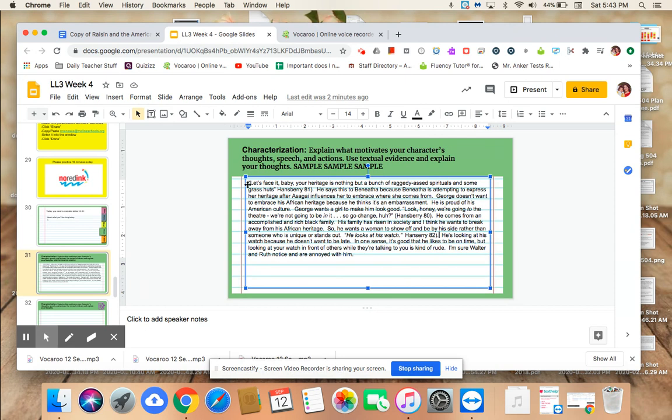So for example, I would never start off with just a quote. So this is all my information, but now I'm going to go back and really look at the question. So I have to explain what motivates George. Well, I'm going to look at these three things, and I'm going to try to find something that they have in common. So George does not care much about his African heritage here. He does not care about his African heritage here. He doesn't want to be late, and he's kind of rude.